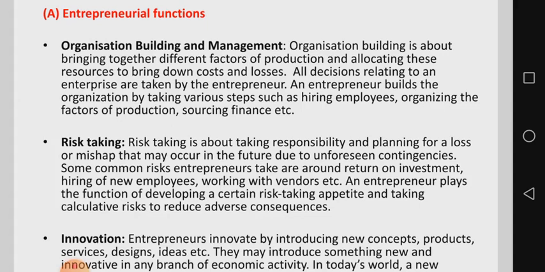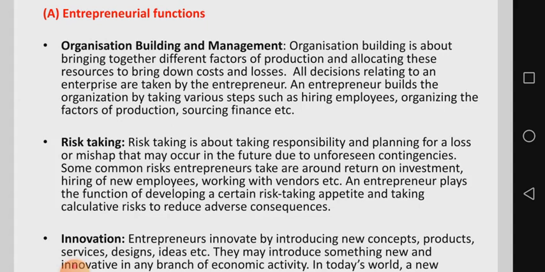Second, risk taking. Risk taking is about taking responsibility and planning for a loss or mishap that may occur in the future due to unforeseen contingencies. Some common risks entrepreneurs take are around return on investment, hiring of new employees, working with vendors, etc. An entrepreneur plays the function of developing a certain risk-taking appetite and taking calculated risks to reduce adverse consequences.